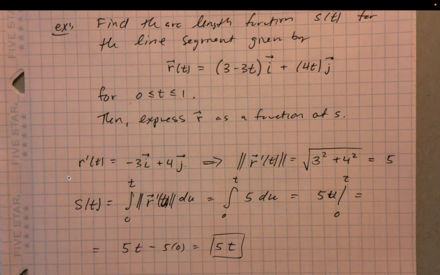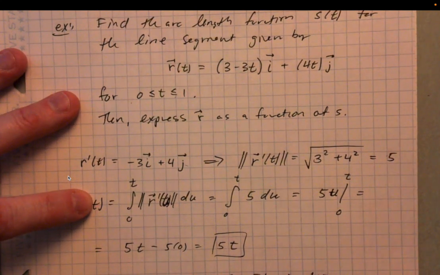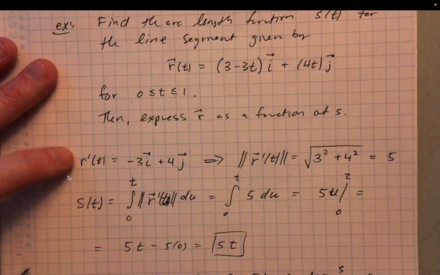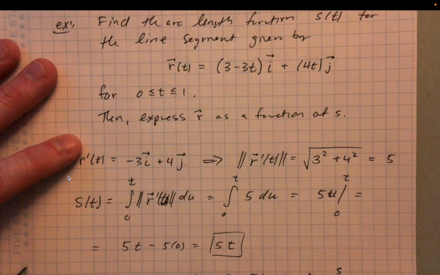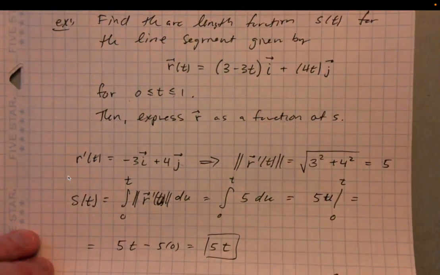Now how do we take this information and rewrite r using the arc length parameter? We say s equals 5t, which implies that t equals s over 5. So r of s would be what? Well, r of t is 3 minus 3t, so r of s is going to be 3 minus 3 times, instead of t, s over 5. And then you've got 4t, but instead of t, we put s over 5, so 4 times s over 5. Like so. And we could, of course, clean that up a bit better. Let's clean that up just a little nicer.